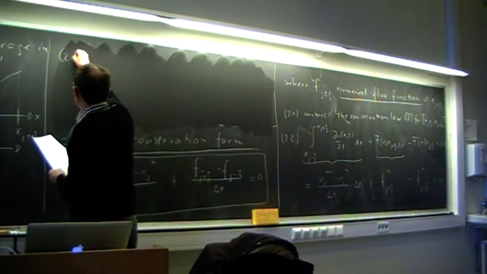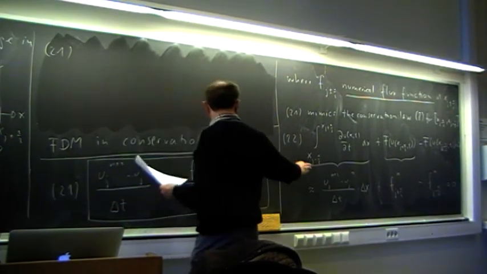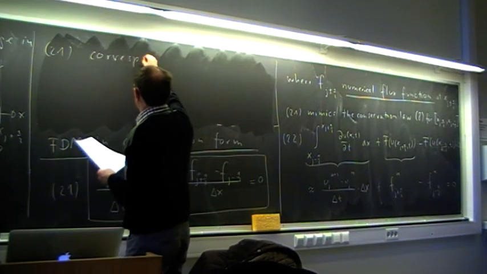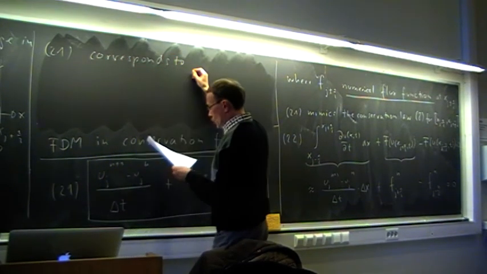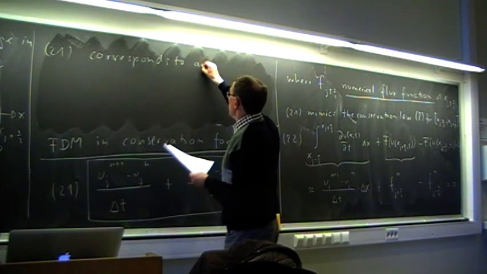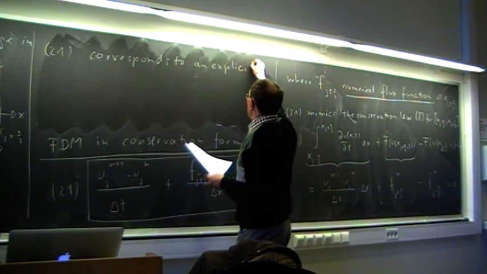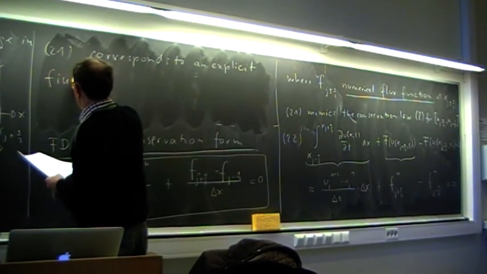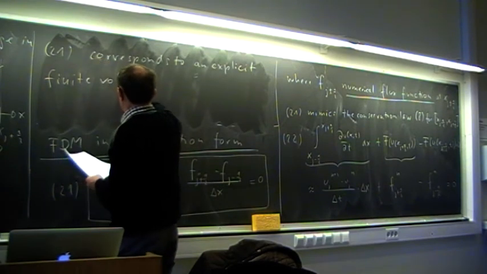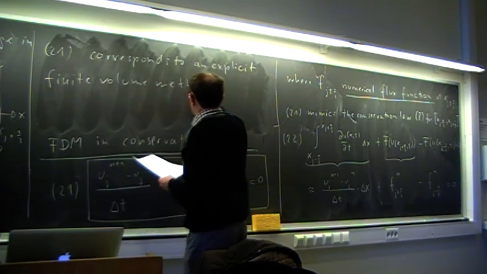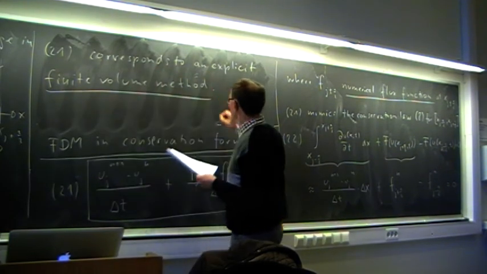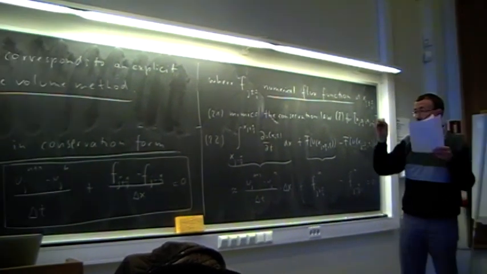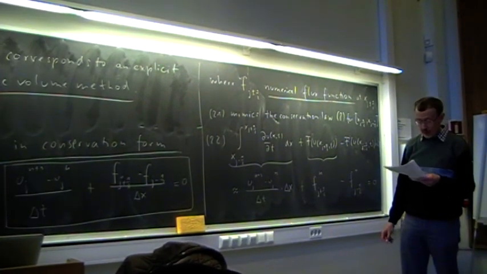So then 21, which is equivalent to the form we derived from the integral form, corresponds to, if we are to be precise, the explicit finite volume method. So then we have already some clue on this method. We touched on it in the beginning when we looked at an overview of the different discretization methods.